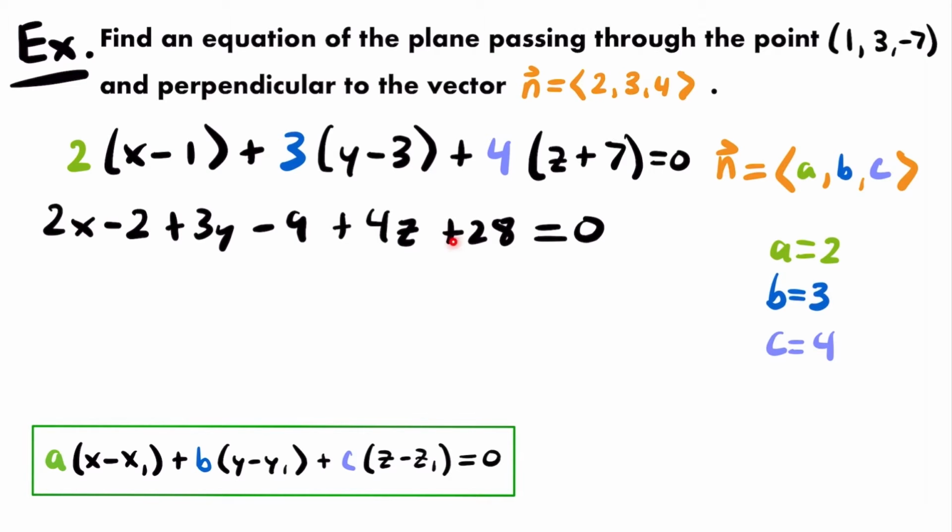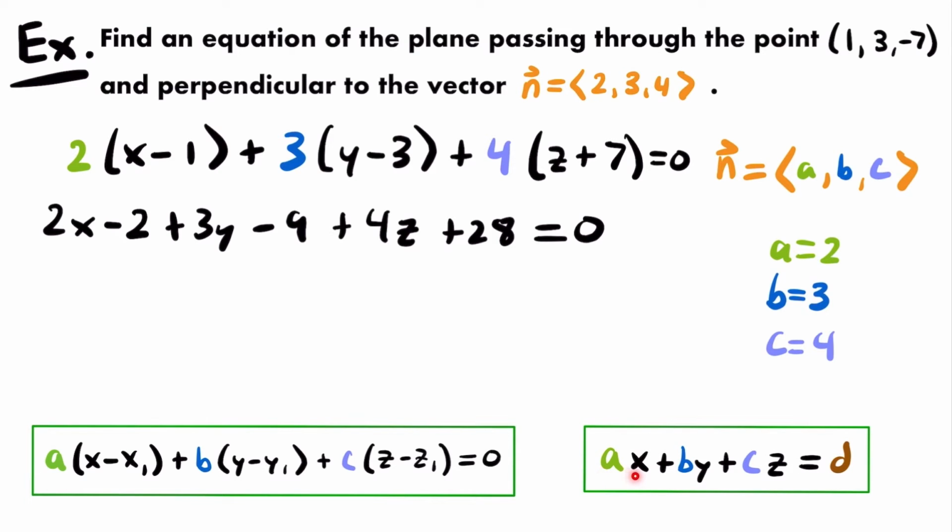And now we can simplify this further. What we want to do now is separate our variable terms from our constant terms. Our variable terms are the terms involving x, y, and z. We want to keep them on this side of the equation and then move over the constant values of negative 2, negative 9, and 28 to the other side of the equation. By doing that, we will create the general form of an equation of this plane. In other words, our equation is going to look like this.